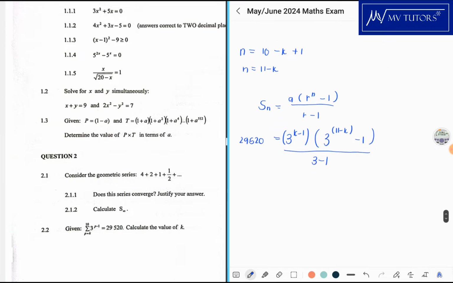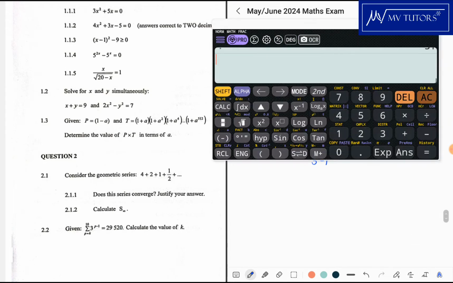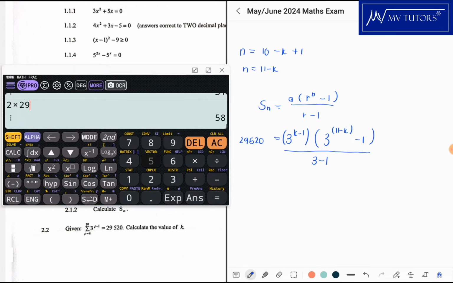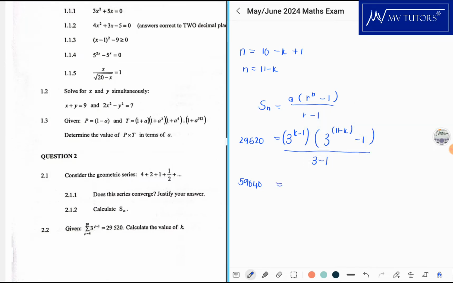Alright, so 3 minus 1, that's 2. So I'm going to say 2 times 29,520. And that gives me 59,040. So we've cleared the fraction, we don't have a fraction anymore. We're comfortable. Now, we need to multiply this inside.